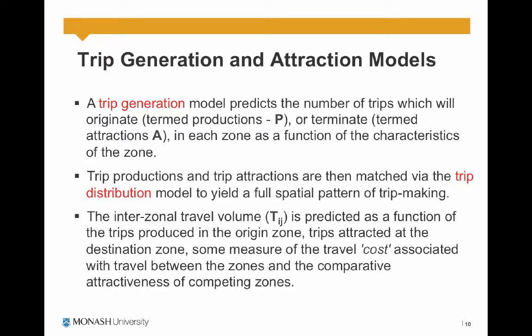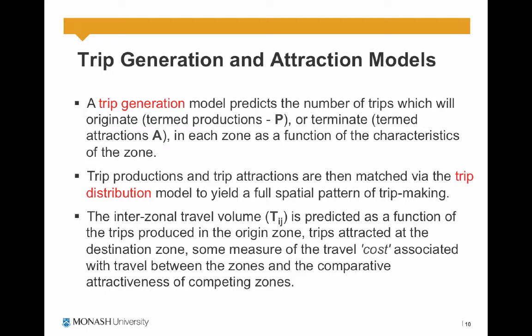After we know how many trips will be generated or how many trips will be attracted to a zone, the next step is the trip distribution step, where we match these trip productions and attractions to yield a full spatial pattern of trip making. So now, after I know a number of trips will be generated from a zone, the question is, where will these trips go? If I know a number of trips getting attracted to a zone, as another example, the question of interest in trip distribution modeling is from what zones these trips will be attracted.